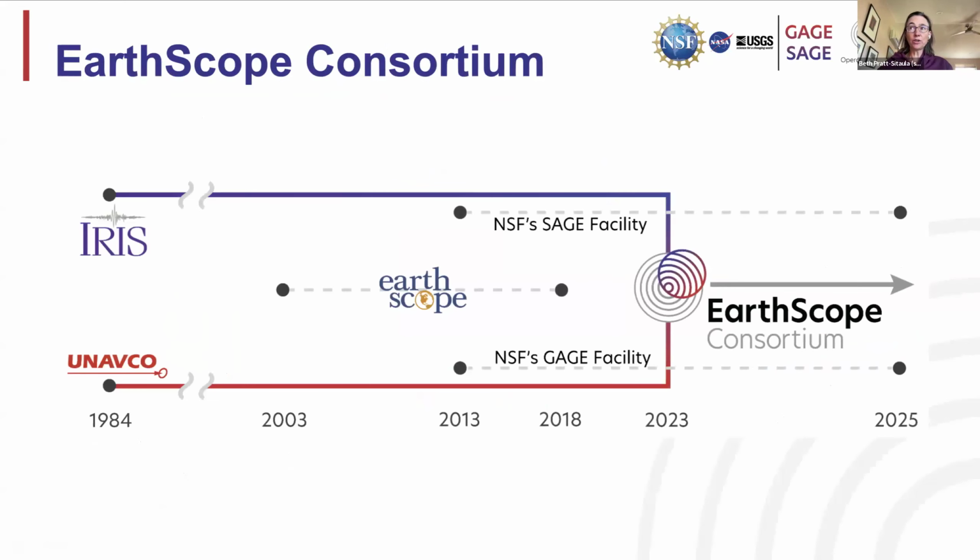A little bit on the EarthScope Consortium, which is now a combination, a merger of IRIS and UNAVCO. Now that we've joined since the beginning of last year into EarthScope, we run both geophysical facilities for the National Science Foundation, both the seismic and the geodetic one.